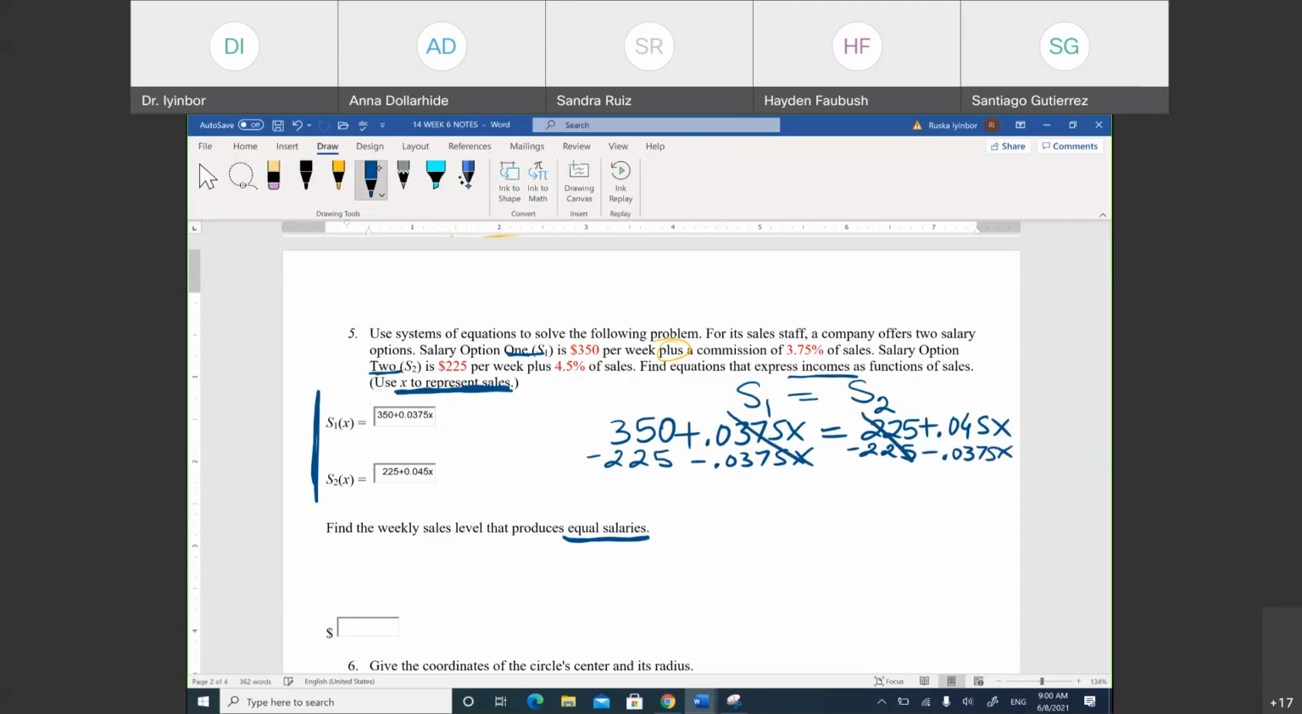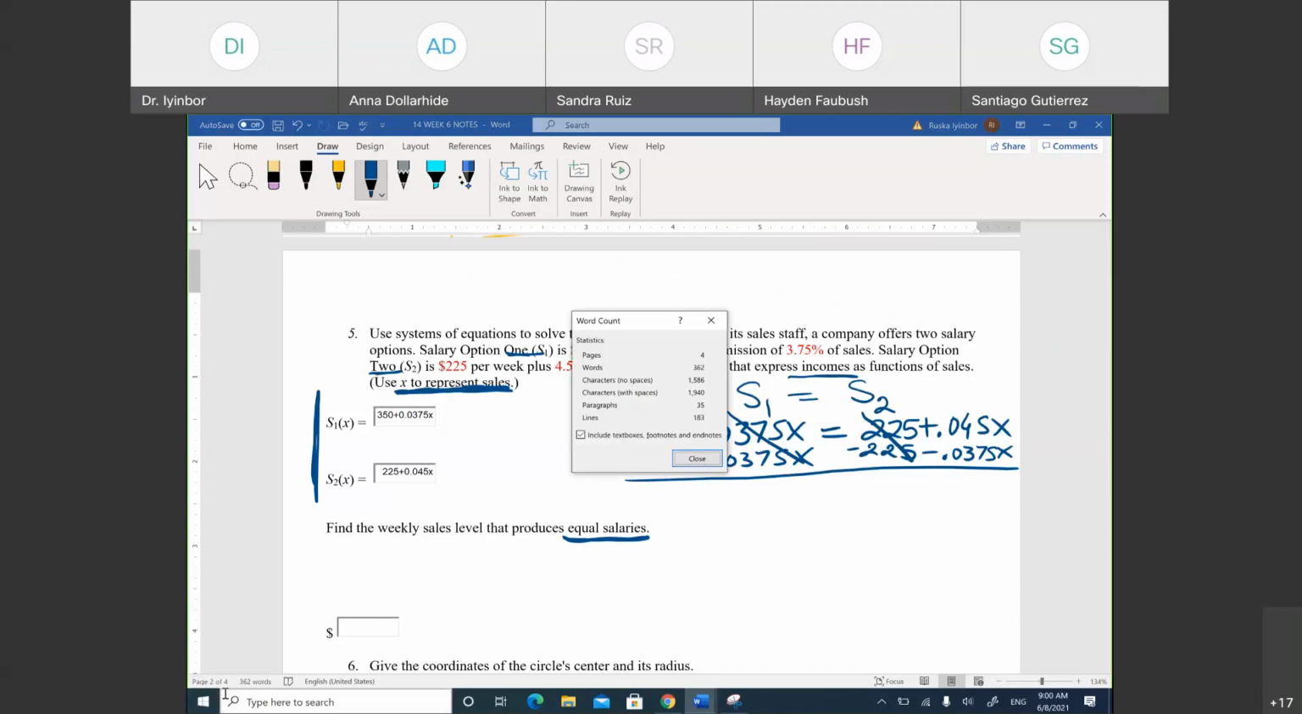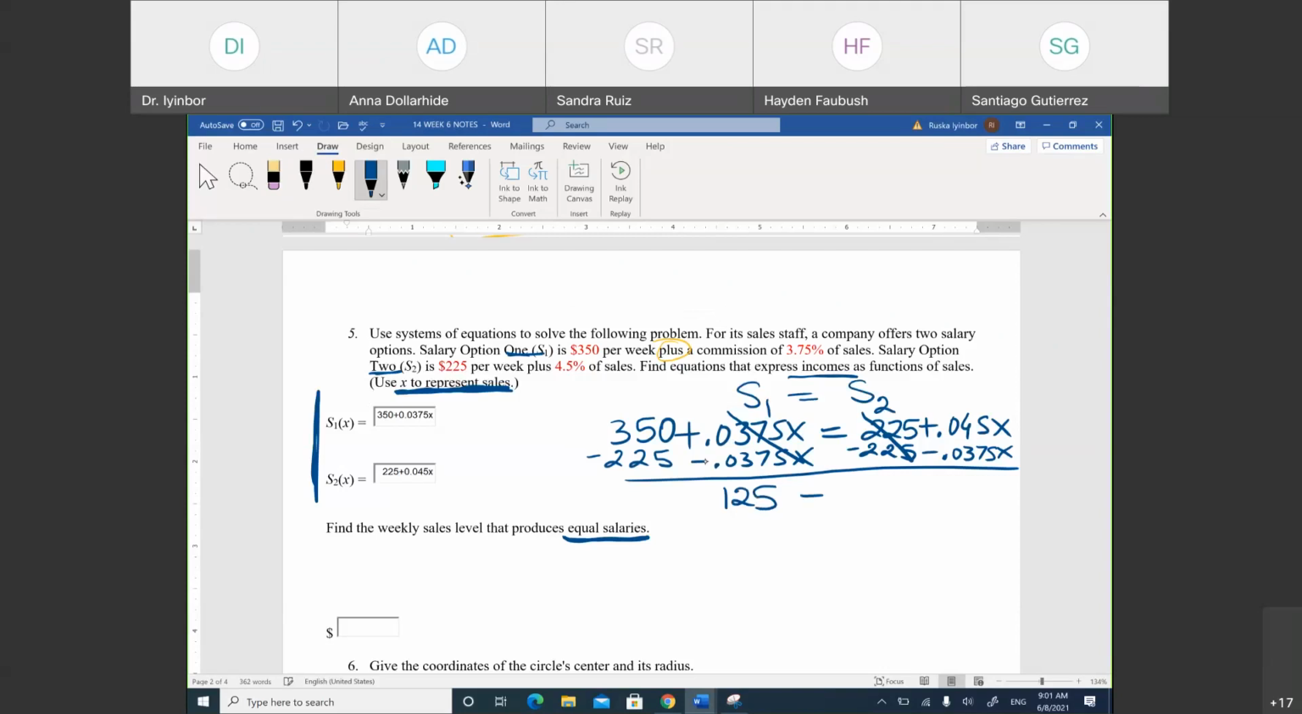And then I'm going to get 350. What is 350 minus 225? 125, right? And when you subtract 0.045x, I'm going to get 0.075x. Okay? Everybody following me? Are you guys on the same page with me?